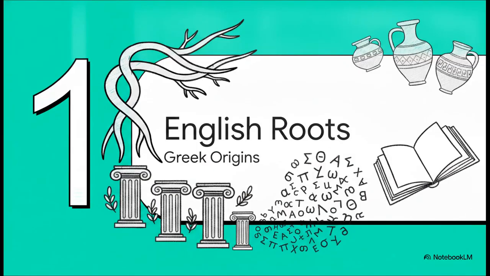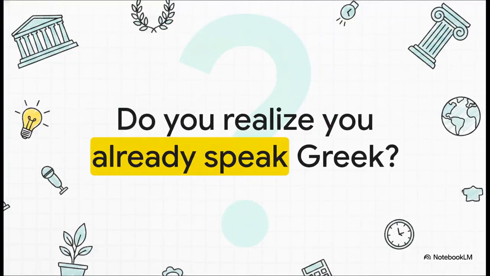Section 1. English Roots, Greek Origins. You might feel like you're starting from absolute zero right now, but honestly, you actually have a massive head start. Believe it or not, an estimated 12,000 of our common English words come directly from Greek. So I really want to ask you, do you realize you already speak Greek? You literally use its vocabulary every single day without even realizing it. Let me prove it to you.